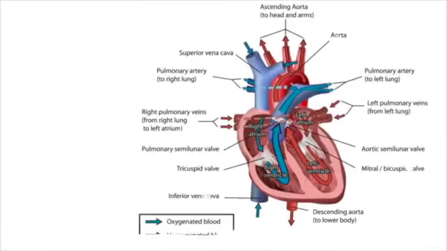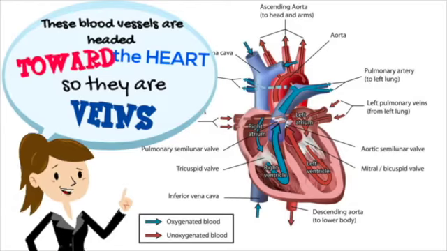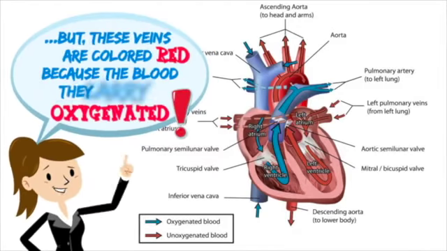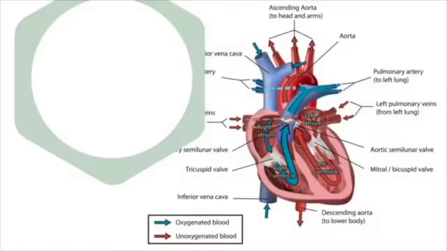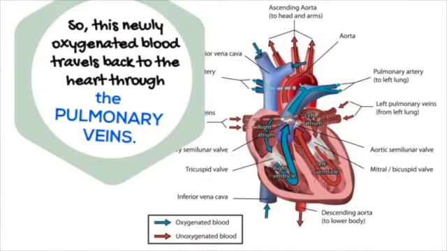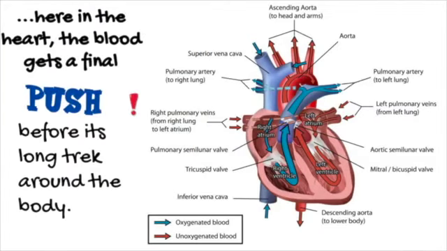These blood vessels are headed toward the heart, so they are veins. But these veins are colored red because the blood they carry is oxygenated. This newly oxygenated blood travels back to the heart through the pulmonary veins. Here in the heart, the blood gets a final push before its long trek around the body.